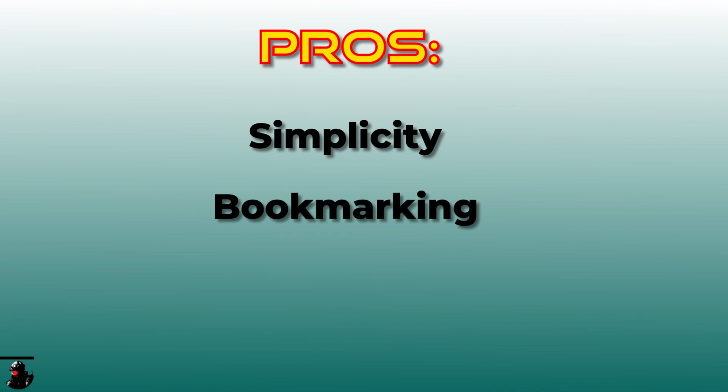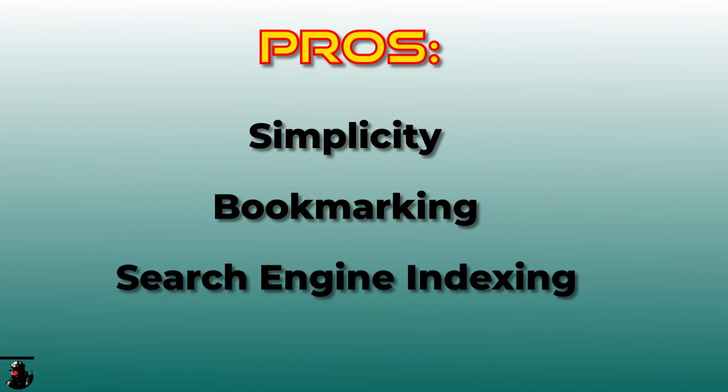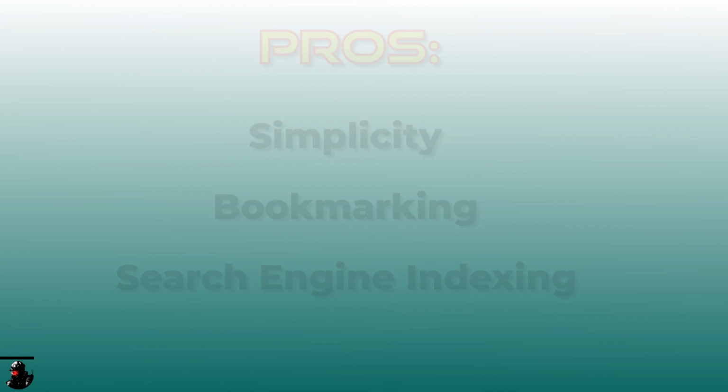You can bookmark URLs with GET parameters. This is particularly useful for saving searches or specific states of web pages. For instance, if you search for best Italian recipes on a cooking site, you can bookmark this search for later use. GET URLs are easily indexed by search engines. This means that content fetched via GET can be found and listed by search engines, improving your site's visibility and SEO.